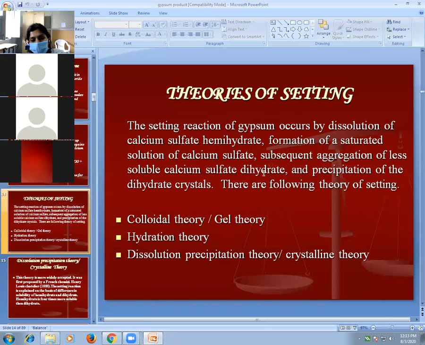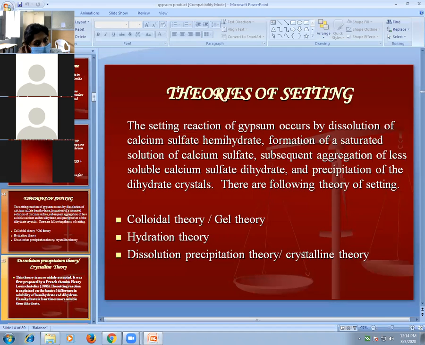So, theories of setting. There are different theories of setting given by different authors. The setting reaction of gypsum occurs by dissolution of calcium sulfate hemihydrate to form a saturated solution of calcium sulfate, and subsequent aggregation of less soluble calcium sulfate dihydrate and the precipitation of dihydrate crystals. There are the following theories of reaction: the colloidal theory or gel theory, the hydration theory, and the dissolution-precipitation theory, that is, the crystalline theory.